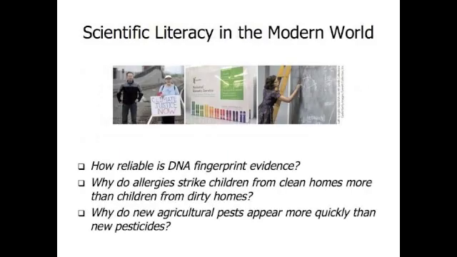Moving on, a brief glance at any newspaper or media story will reveal just how necessary scientific literacy has become. Many important health, social, medical, political, economic, and legal issues pivot on complex scientific data and theories. For example, how reliable is DNA fingerprint evidence? Why do allergies strike children from clean homes more than children from dirty homes? And why do new agricultural pests appear faster than new pesticides?